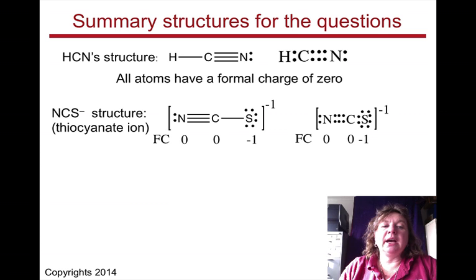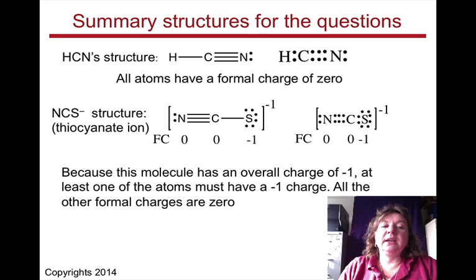For NCS minus, that's the thiocyanate ion. The best one was with carbon in the middle with a triple bond to nitrogen and a single bond to sulfur. Sulfur having the -1, and that gave the best structure. Because the NCS minus has an overall charge of -1, at least one of the atoms must have a -1 charge. All the other formal charges are 0.